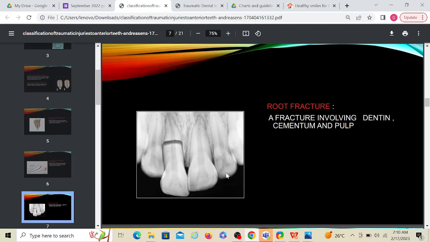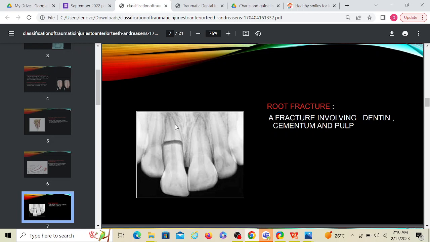Okay. Root fractures. Now, root fractures can happen either in the apical third, in the middle third, or the cervical third. Depending on where it has happened, the treatment will differ. I'm just giving you a brief. We'll talk about this again in detail when I'm talking about the Ellison-Davis classification.